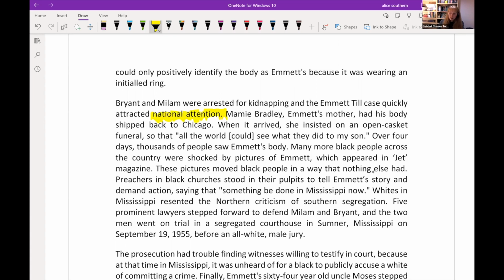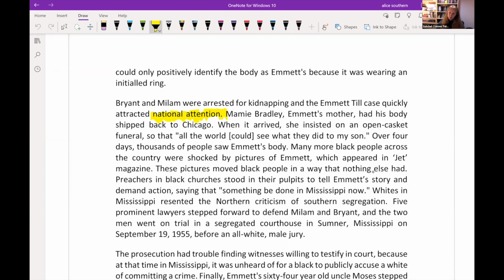Okay, now this is what we see as the civil rights movement develops, is we have more of a focus on these kinds of things happening nationally, and people start to question, why are they happening? But by no means for everyone.